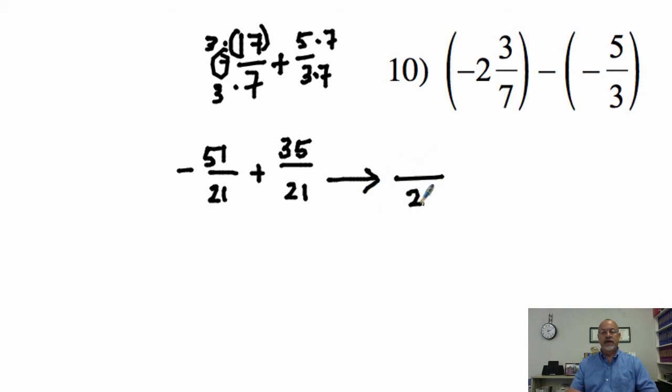My fraction is going to have the same denominator, and then negative 51 plus 35 is negative 16. I would then look to simplify this fraction if I could. It doesn't simplify because I don't have any common factors, so I'm finished with this problem.